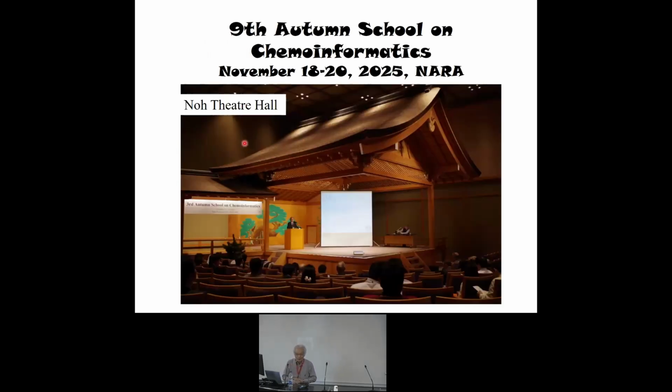Finally, I want to announce the next autumn school on chemoinformatics in Nara. I am planning this autumn school now, but the date is already fixed: November 18 to 20, 2025 in Nara. Probably you know the city of Nara. Nara is located in the southern part, about 1 hour from Kyoto City. Nara is an older Japanese capital than Kyoto City. About 1,300 or 1,400 years ago, Nara was the capital of Japan.